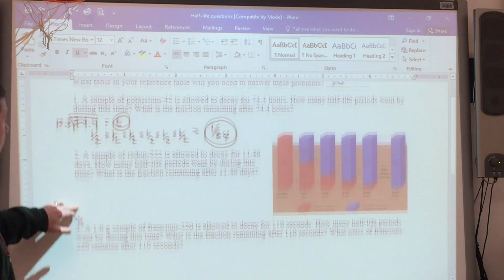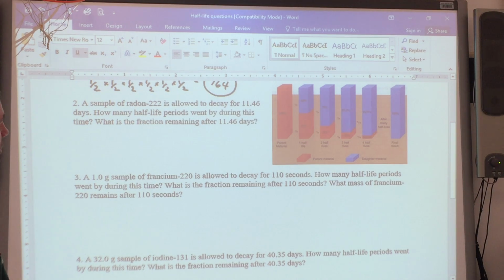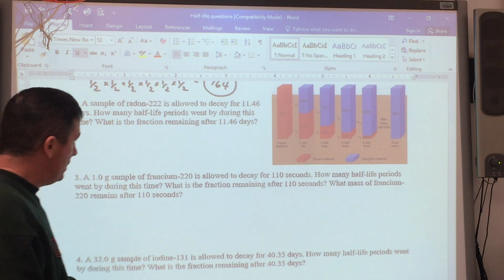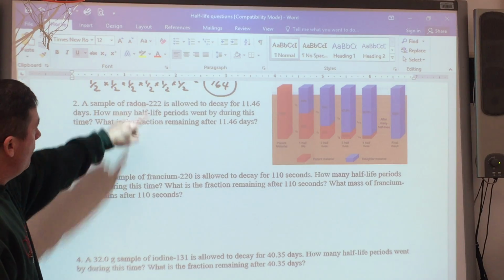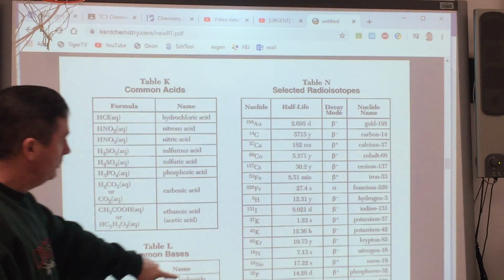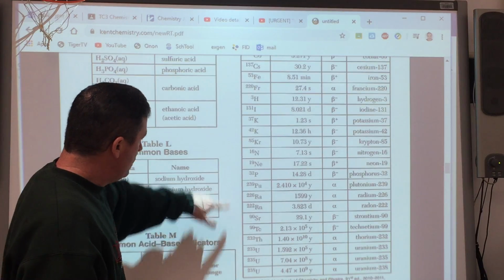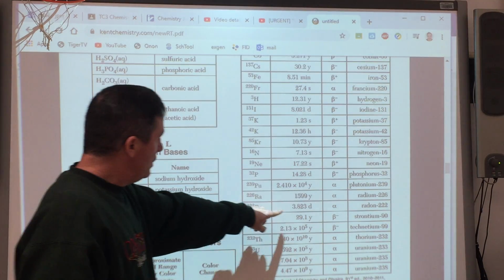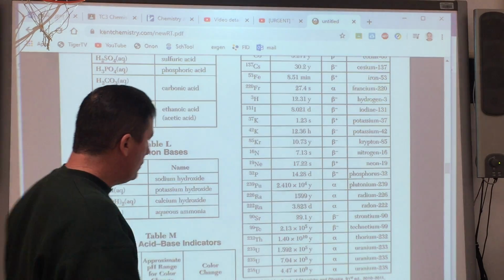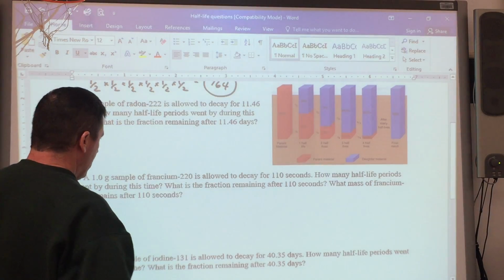Number 2. A sample of radon-222 is allowed to decay for 11.46 days. How many half-life periods went by during this time? What is the fraction? So these questions are essentially going to be the same thing. What am I looking up? Radon-222. There it is. What is its half-life? 3.823 days.